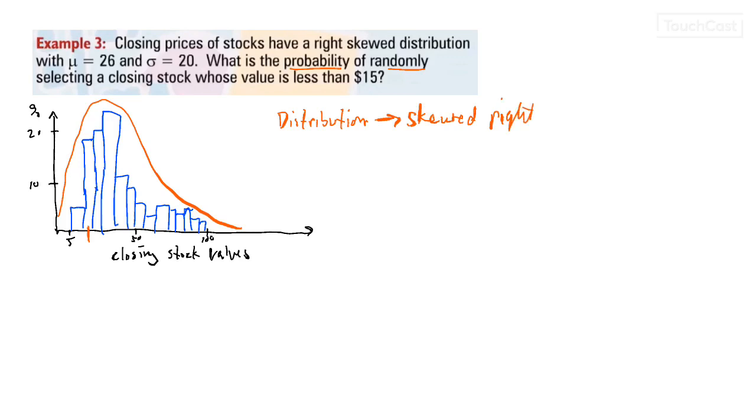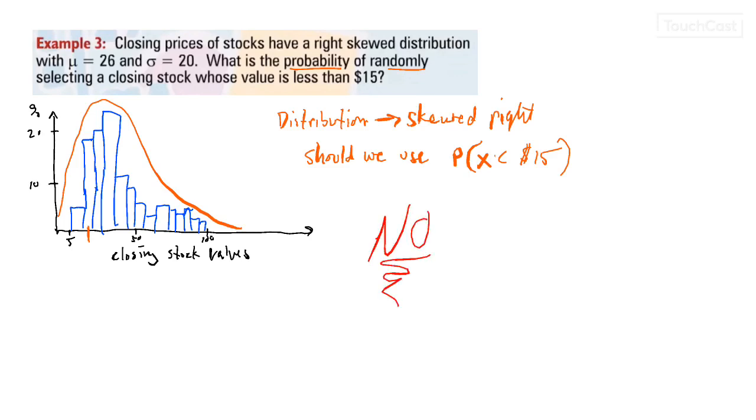The second question is, should we use a z-score in order to figure out this probability? So should we use P where x is less than $15? Well, the answer is a resounding no, because this distribution is not normal. We can only use this method when the distribution is normal.